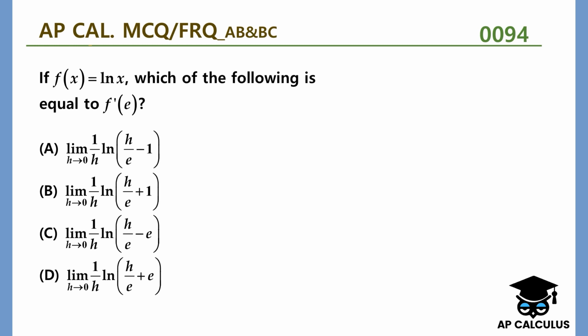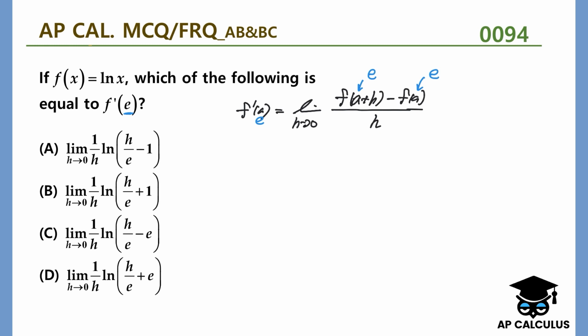Question 94. If function f of x is equal to natural log x, which of the following is equal to f prime e? Remember the definition of the derivative. F prime a is equal to the limit as h approaches 0 of f of a plus h minus f of a over h, right? Here we're trying to find f prime e, so we're going to substitute e for a.